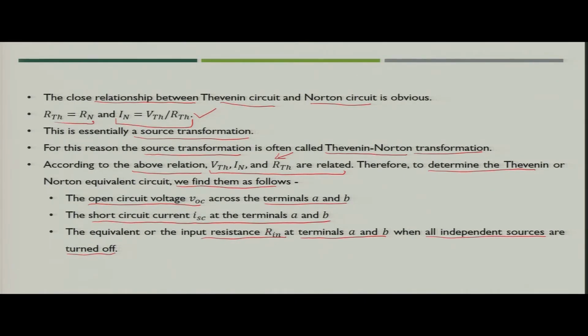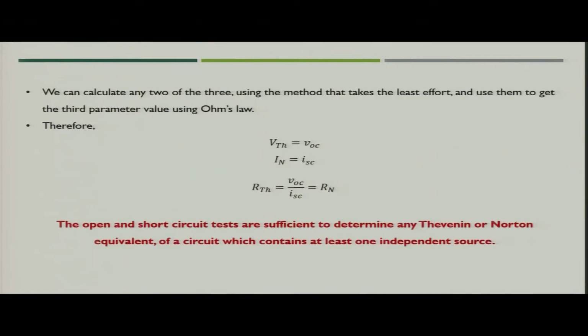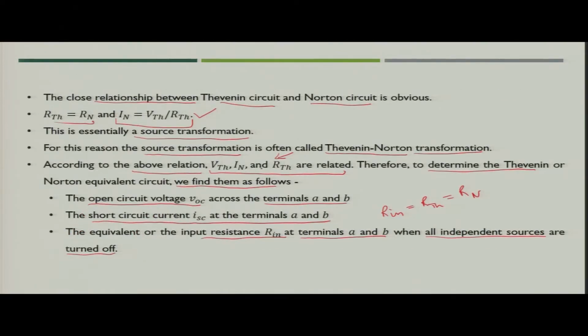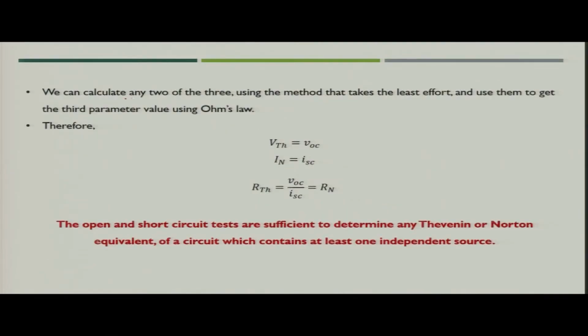So, this would be nothing but equal to RTh, or you can say that it is equal to Rn also, because RTh and Rn are essentially the same. So, what we can do, these are the three unknown quantities like VTh, IN and RTh. So, we need to calculate two of them, and then we use the Ohm's law to find out the third one.